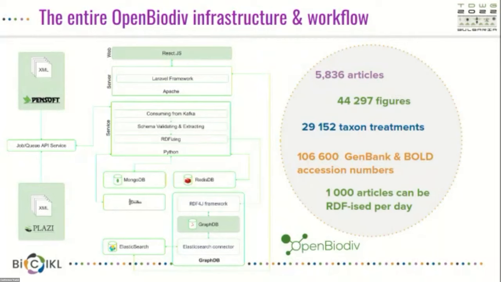So one article can be processed in parallel by different workers, and the different parts of this article can be processed simultaneously. When all these workers do their job, the RDF for one article is built all together, and then it is imported to the GraphDB triple store.